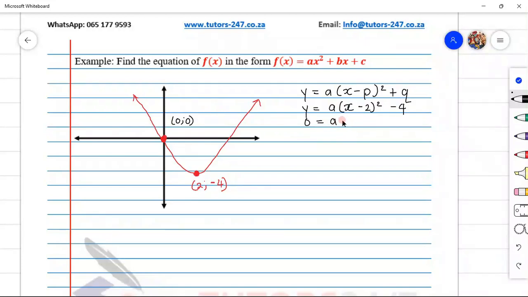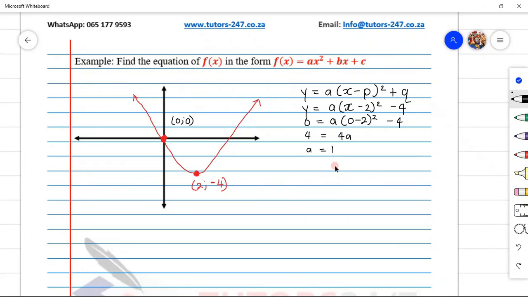So this is going to be 0 equals a times (0 minus 2) all squared minus 4. From here, we can take this negative 4 to the left, and it will become positive 4 equals 4a, because we know that 0 minus 2 is negative 2, all squared becomes positive 4. From here, we have a equals 1.